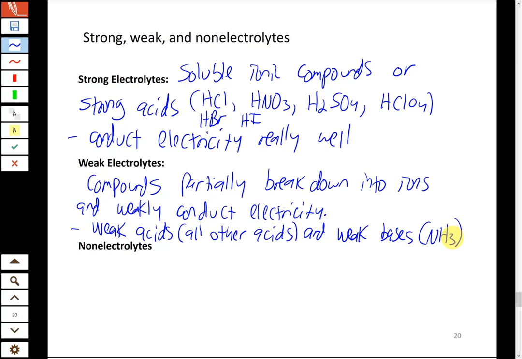Okay, so those are what are called weak electrolytes. They partially break down into ions. They form some ions in solution, but they're not completely broken apart, so they don't conduct electricity as well. In other words, the more ions you have dissolved, the stronger the conductivity of the solution. And then the last category is non-electrolytes. These are ones that have no electrical conductivity. And so when you dissolve a covalent compound in water, this is what you get as a non-electrolyte solution.